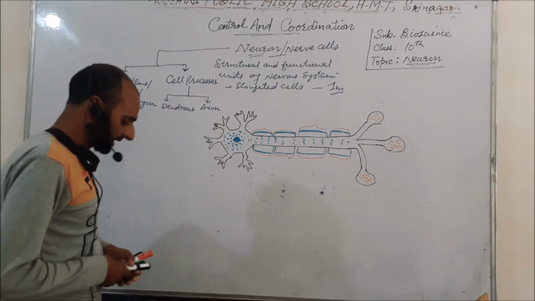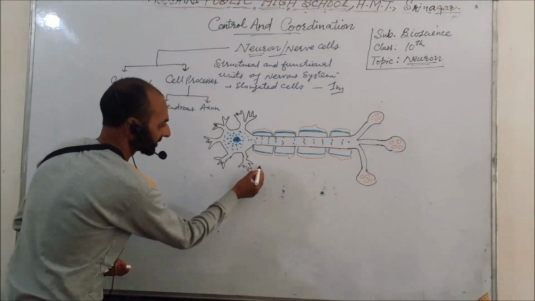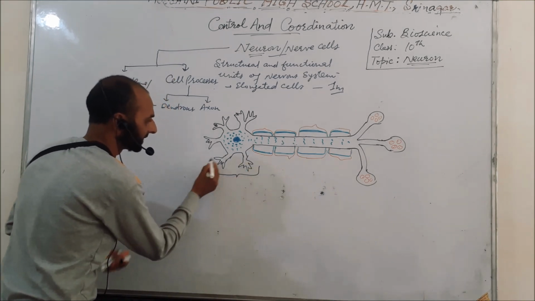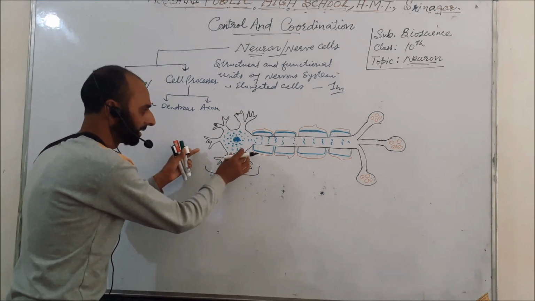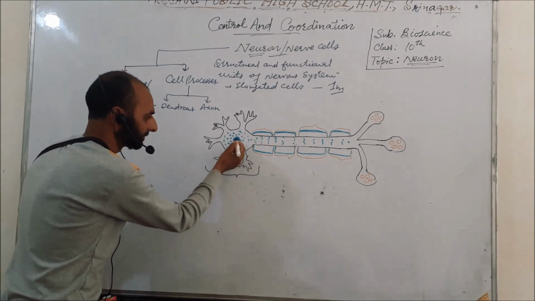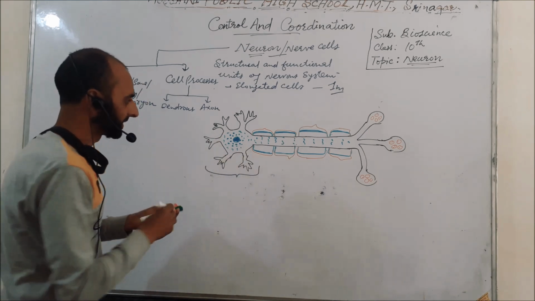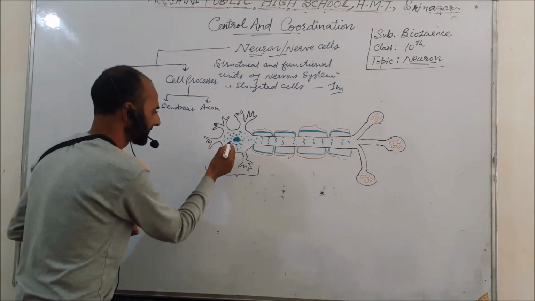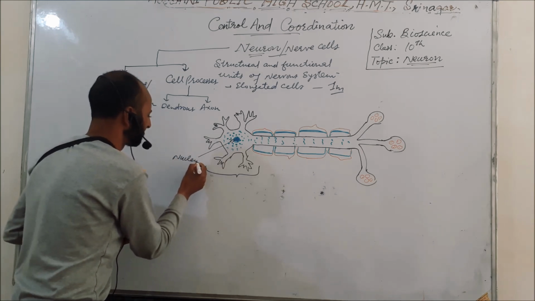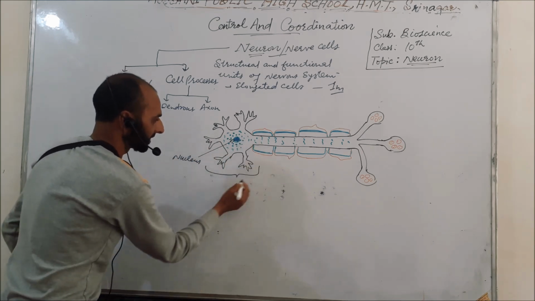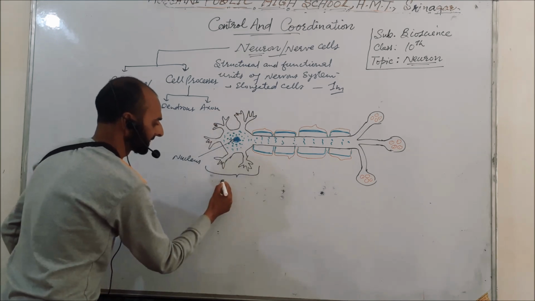Now this part is called the cell body. It is the main part of the cell, because it contains the nucleus. This part which contains the nucleus, this is the nucleus. This portion is called the cell body.